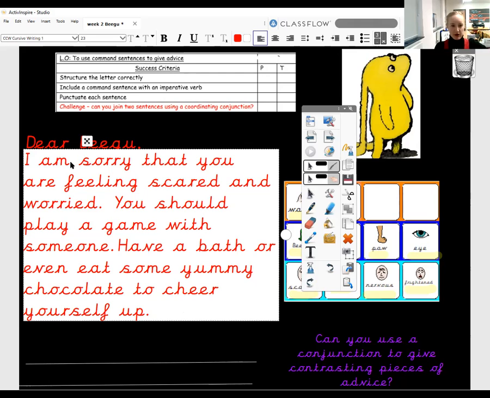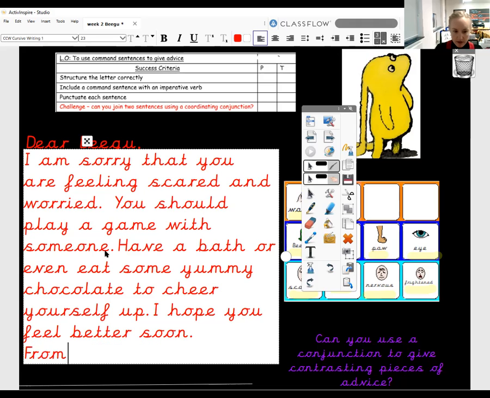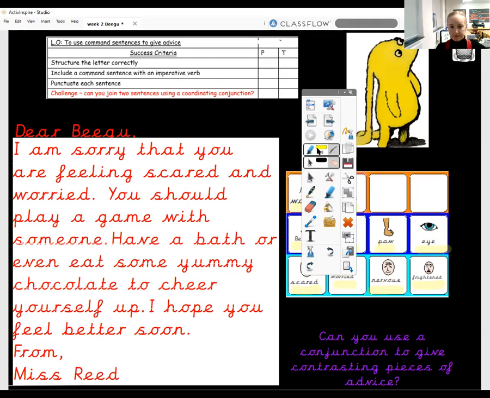Right, let me check what I've written. I've said, Dear Bigu, I am sorry that you are feeling scared and worried. You should play a game with someone. Have a bath or even eat some yummy chocolate to cheer yourself up. I'm going to end it now by saying, I hope you feel better soon. And I'm going to say from, and then I'm going to write my name at the bottom. Great. Right, let's check it. Let's see how we've done.